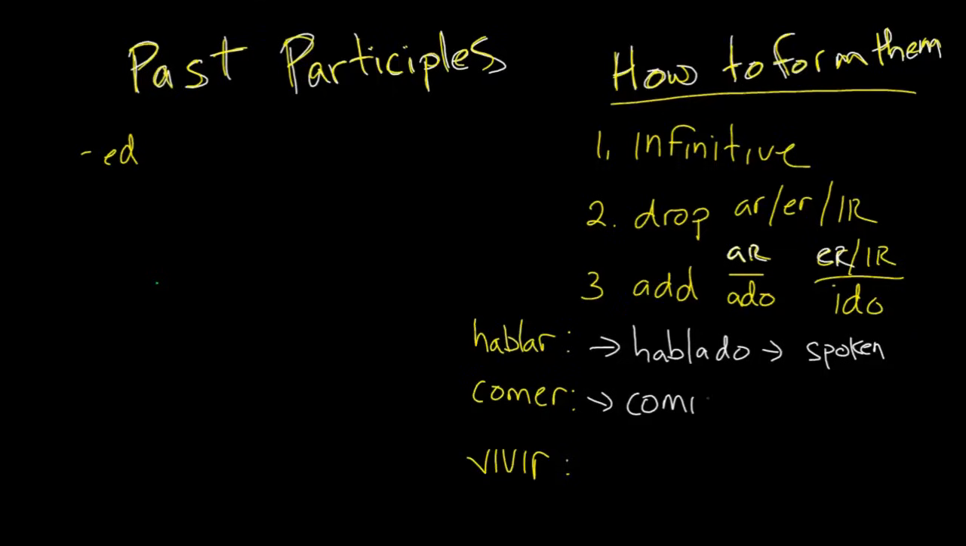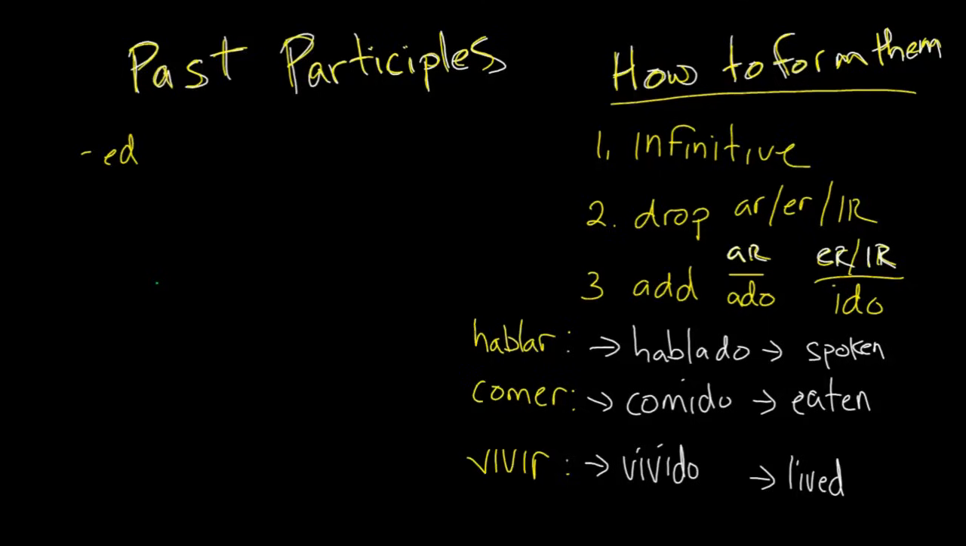Comer, drop our ER, and we are going to add -ido. I know, on its own it sounds a little funny, but we'll get into when we use these a little bit later. Vivir, drop off our IR, add -ido, and we have lived. So that's what we need to do to form our regular past participles in Spanish.